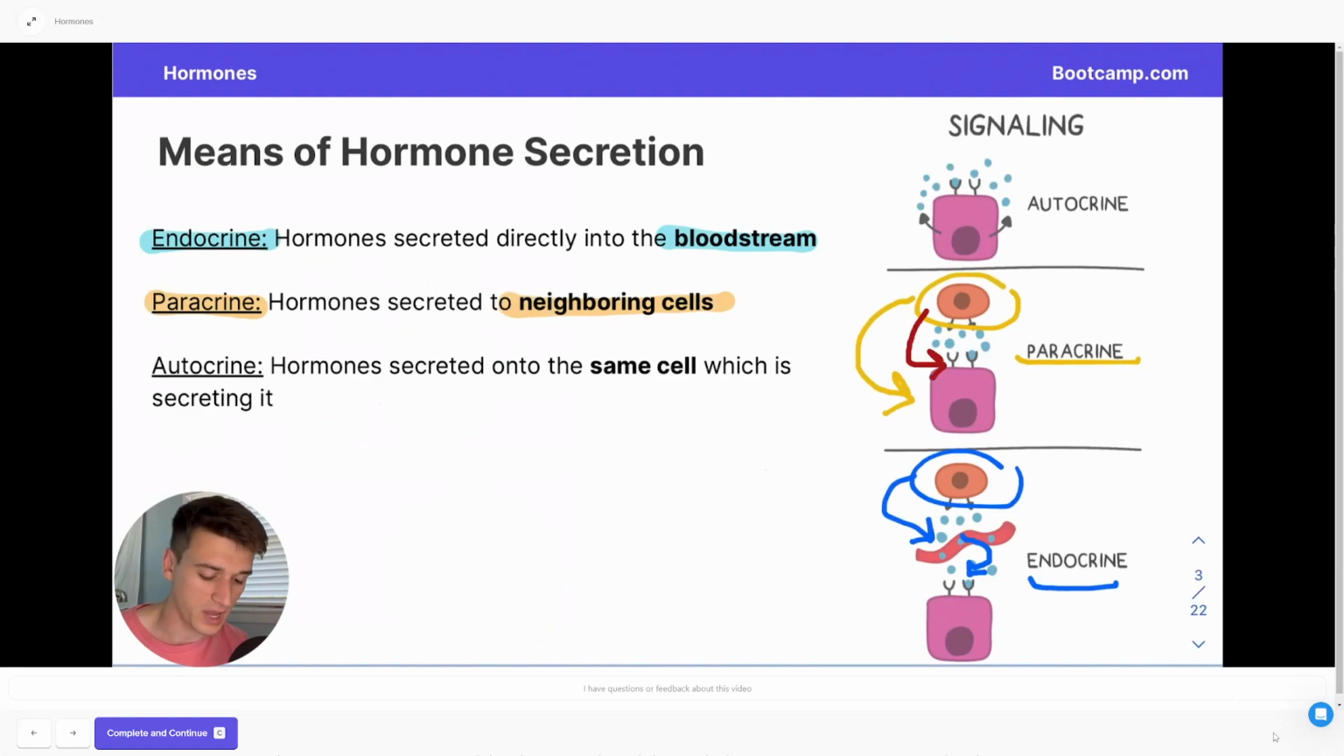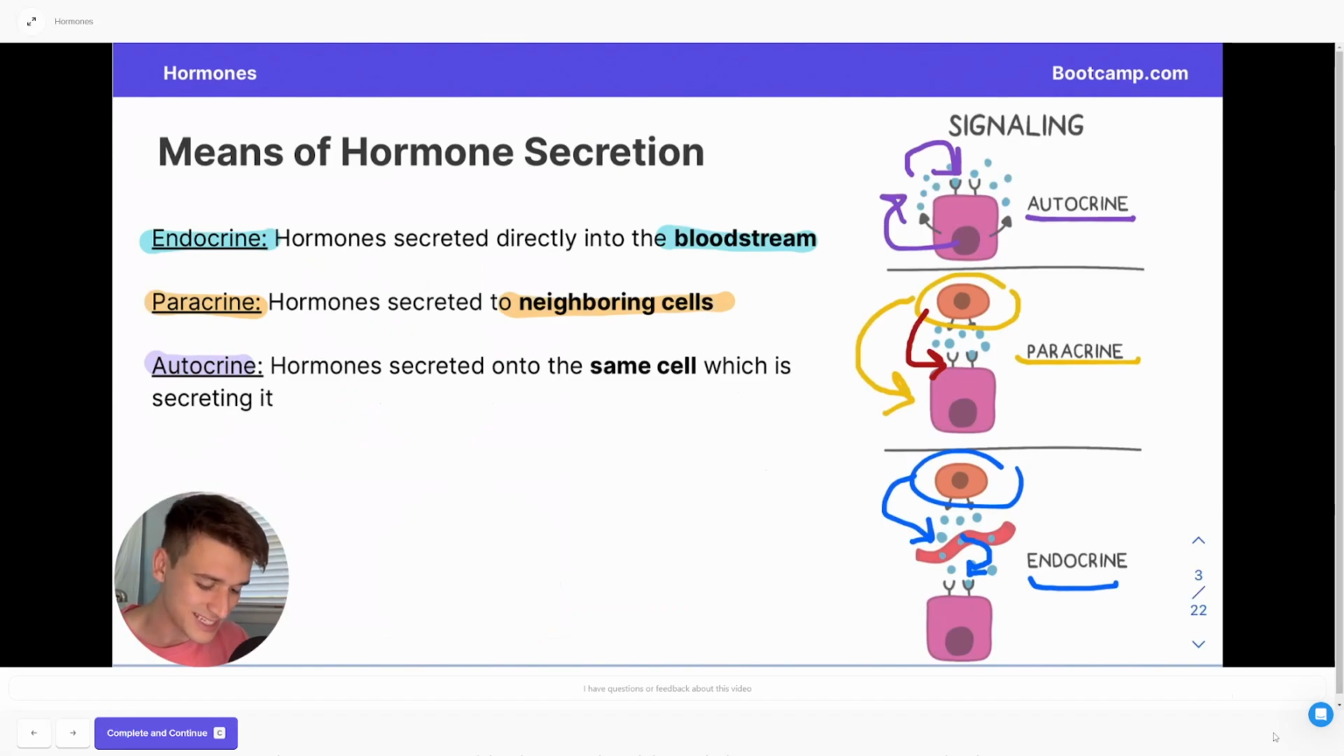Now, last but not least, we have what is maybe the most interesting mode of hormone secretion, and that is known as autocrine hormone secretion. Let's take it over to the visual. When we're talking about autocrine hormone secretion, we're talking about one cell that is generating hormones that will then come back and affect the very same cell, binding to receptors on the cell.